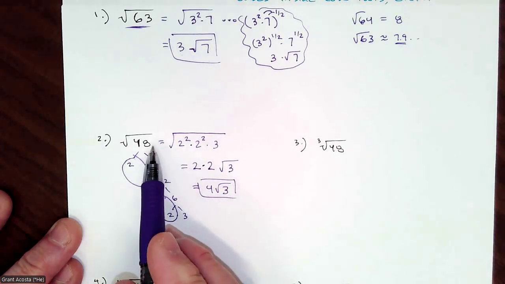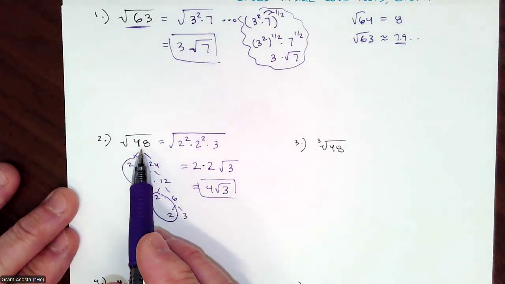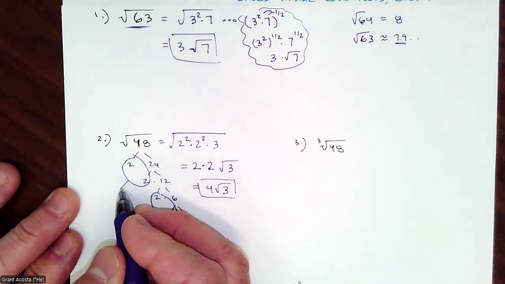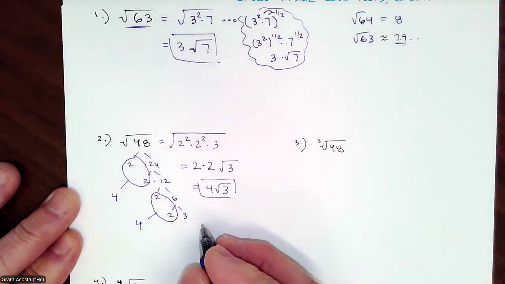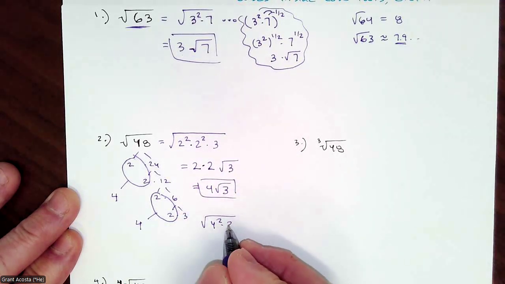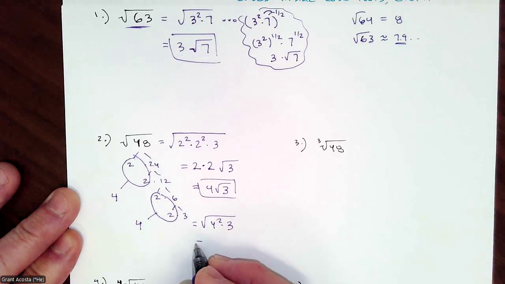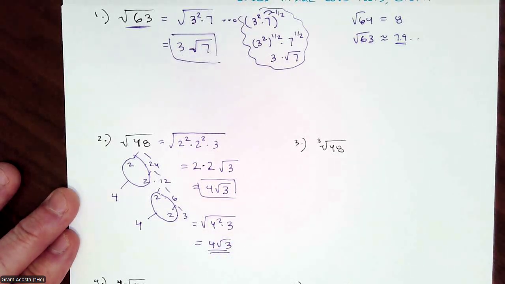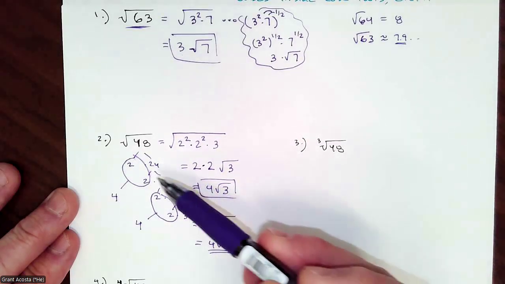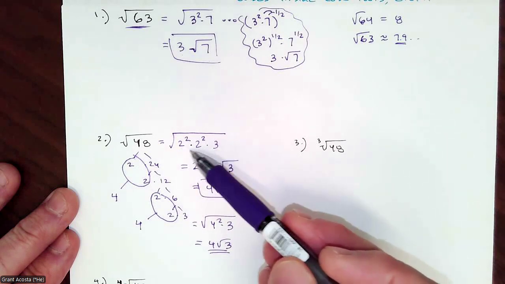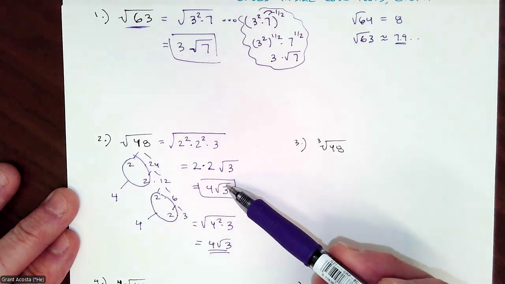Now, some of you may have realized that 2 times 2 is really 4, and there's another 4. So I could have rewritten this as the square root of 4 squared times 3 and gotten directly to 4 root 3 a little bit faster, and that's fine too. So ideally, you're looking for the biggest perfect square in there, but if you need to break it up into a couple of twos, that's fine too. You're going to get the right answer.